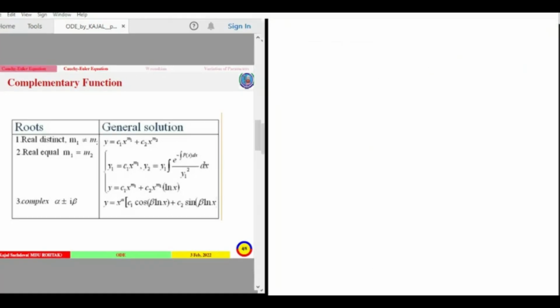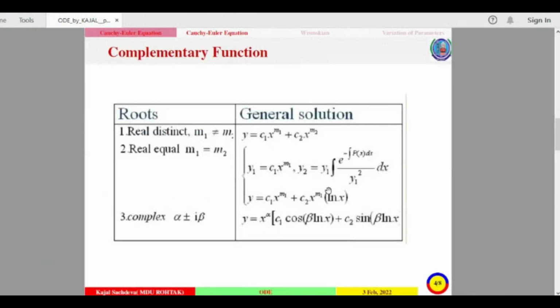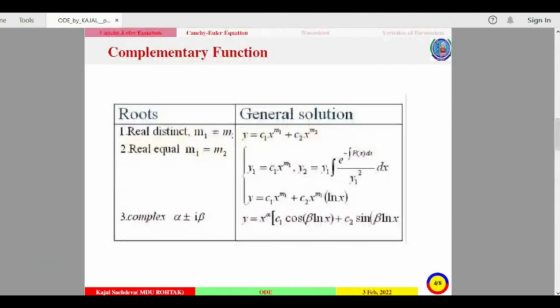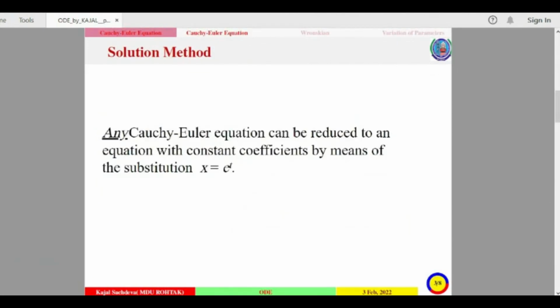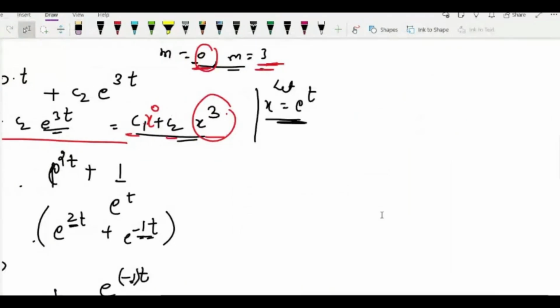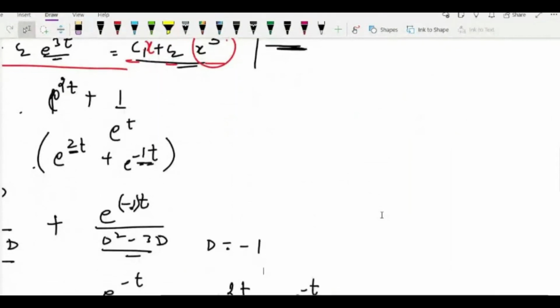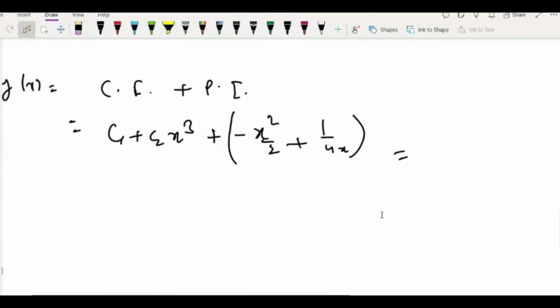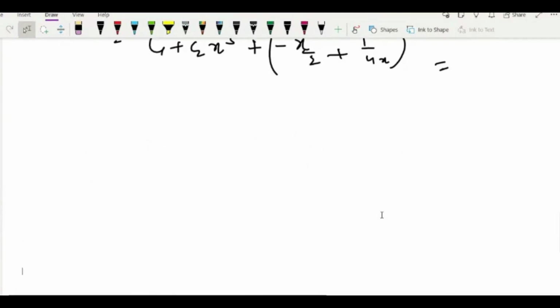You need not remember this case. Just apply the method, reduce it into constant coefficient, and you will get the desired solution. So moving back, we have another equation. Let's try another example which is similar to this example.